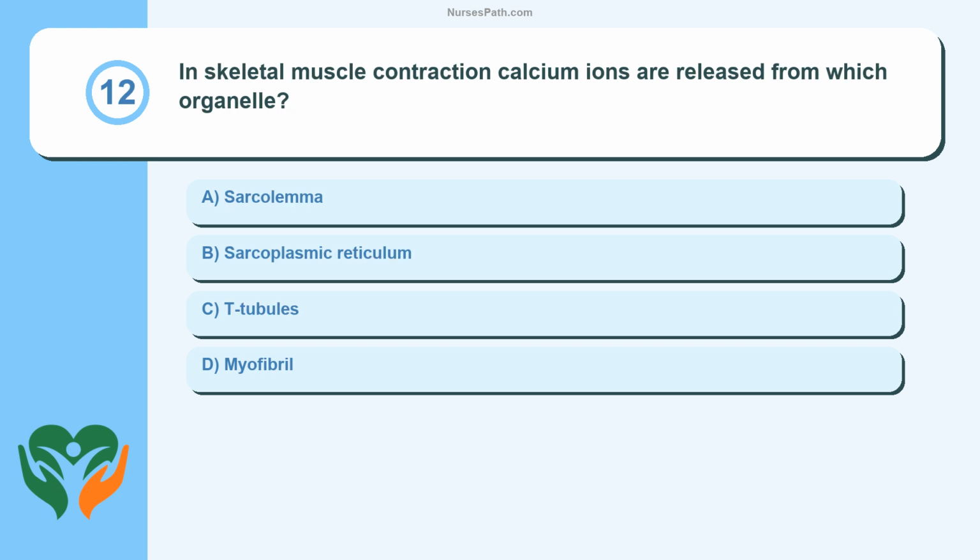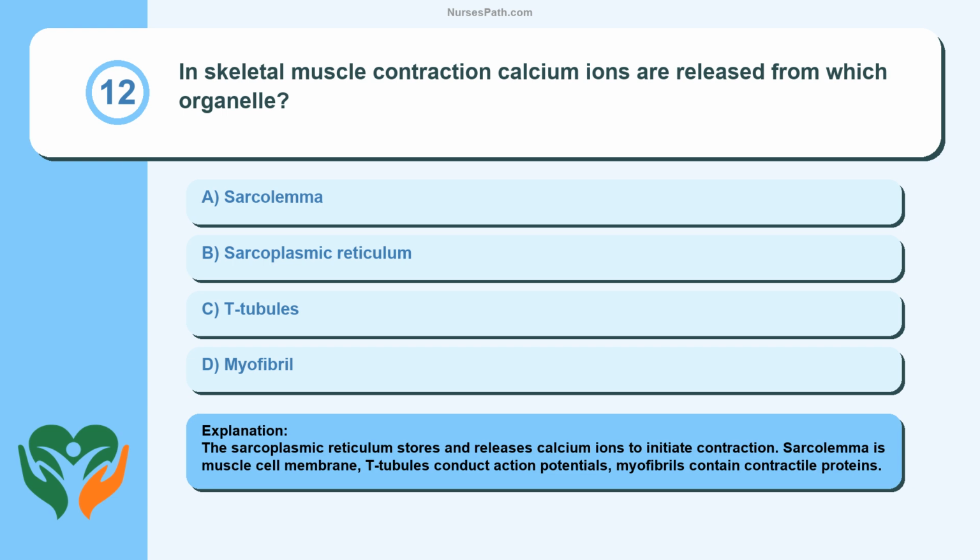Question 12. In skeletal muscle contraction, calcium ions are released from which organelle? Sarcolemma, sarcoplasmic reticulum, T-tubules, myofibril. The sarcoplasmic reticulum stores and releases calcium ions to initiate contraction. Sarcolemma is the muscle cell membrane, T-tubules conduct action potentials, myofibrils contain contractile proteins.